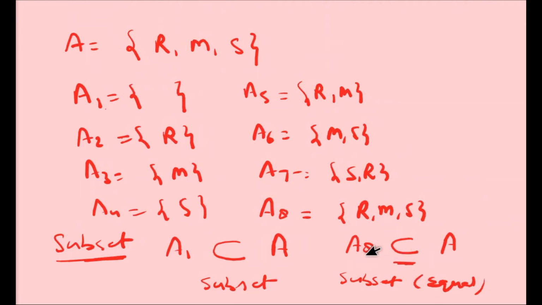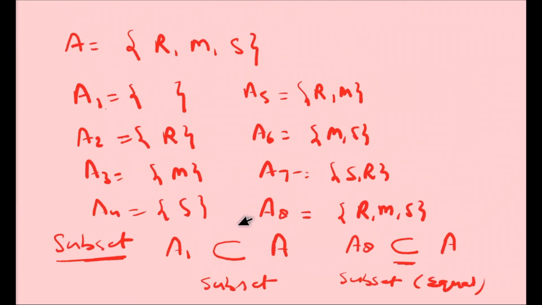Okay, so for this type of subset, all members of set A1 belong to set A. All members of set A8 belong to set A. Then we can say these are subsets. How many subsets are here? You can see here. Okay.